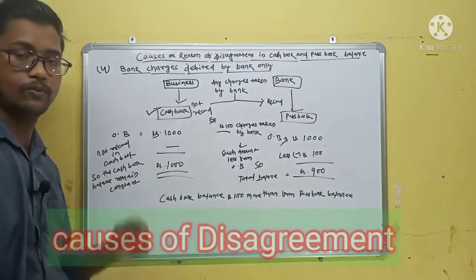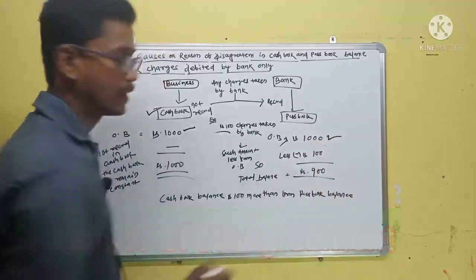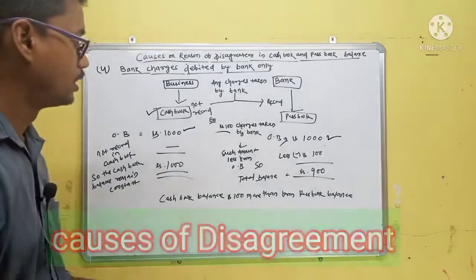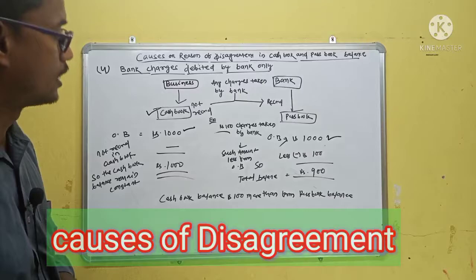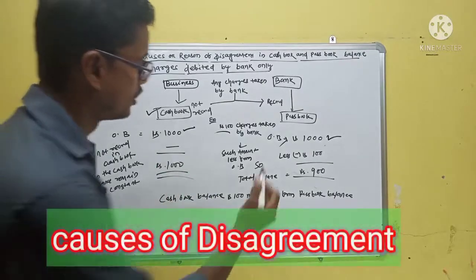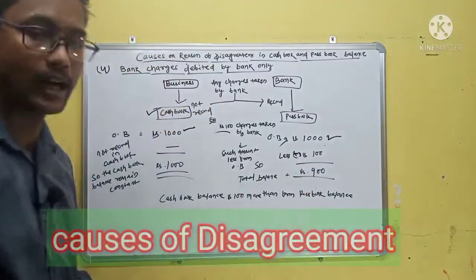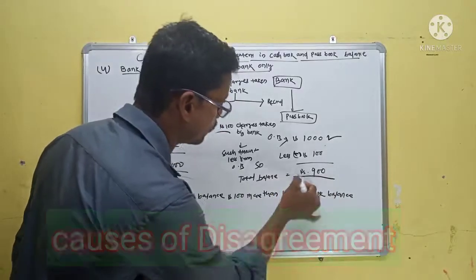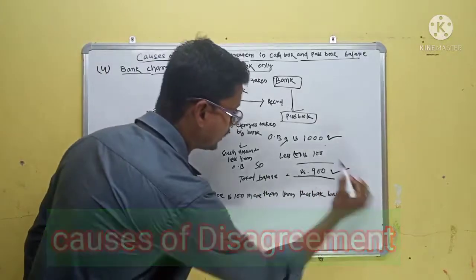Suppose the opening balance of the cash book is rupees 1000 and the opening balance of the passbook is rupees 1000. When rupees 100 charges are taken by the bank, such an amount is deducted from the opening balance. So here we deduct rupees 100 from the opening balance, and the remaining balance of the passbook is rupees 900.